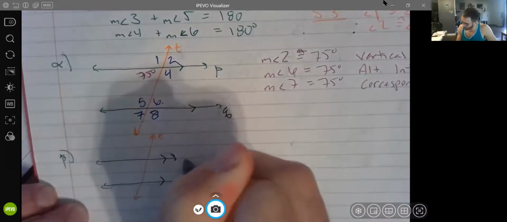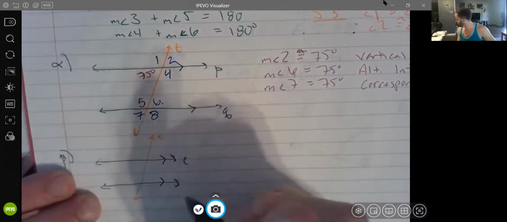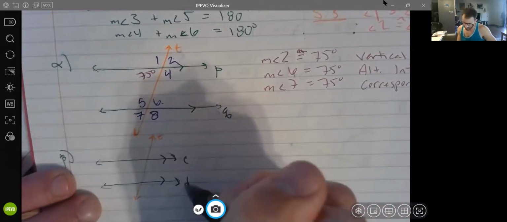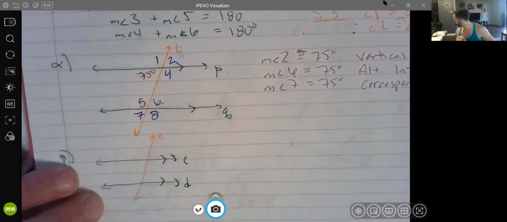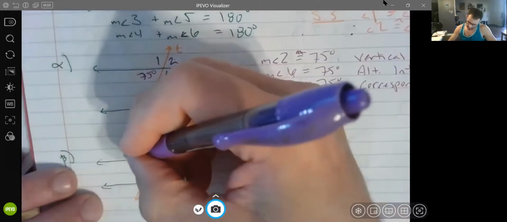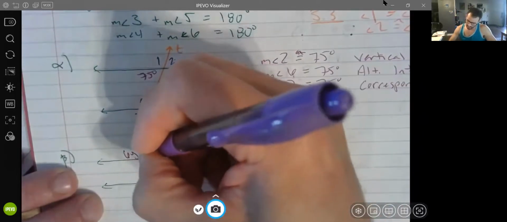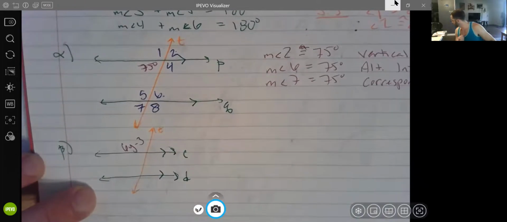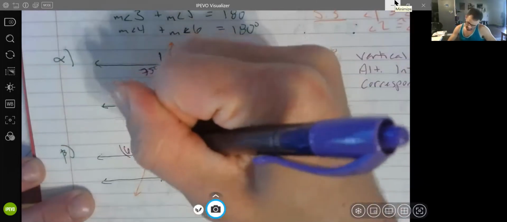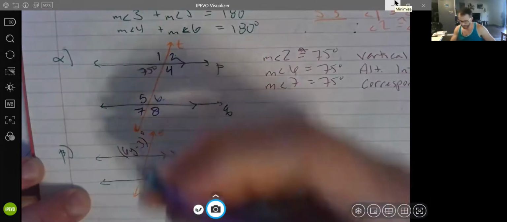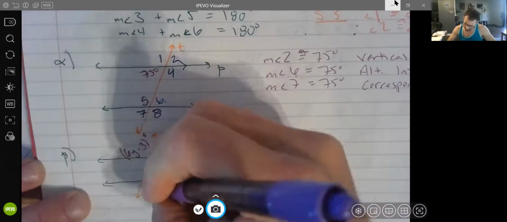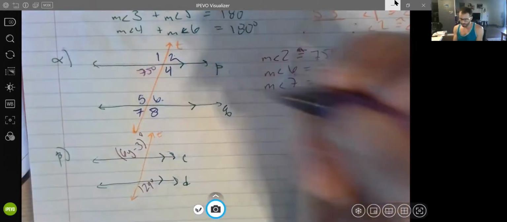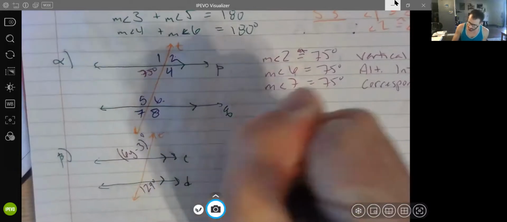There's an extra arrow pointing in the same direction. We're going to call this one C. We're going to call this one D. And I know that this angle here is 6y minus 3 degrees. And this angle down here is 129 degrees. Can I find the measure of y?